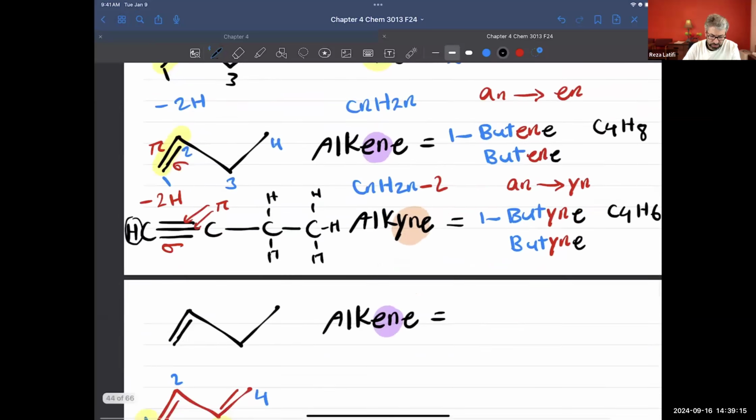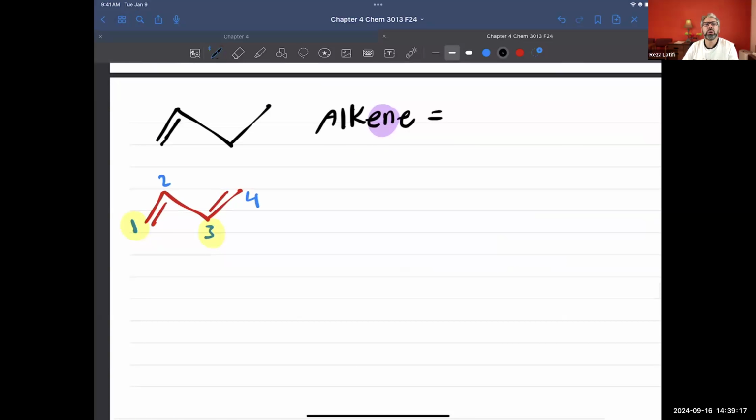Okay, let's see. So we have an alkene that has a double bond, and the double bond is sitting on the first carbon. So the way we're going to name it, we just simply say 1. Why 1? Because we want to say that we have a double bond sitting on the first carbon, 1, and then you say 1, 2, 3, 4. So I can call it 1-butene.